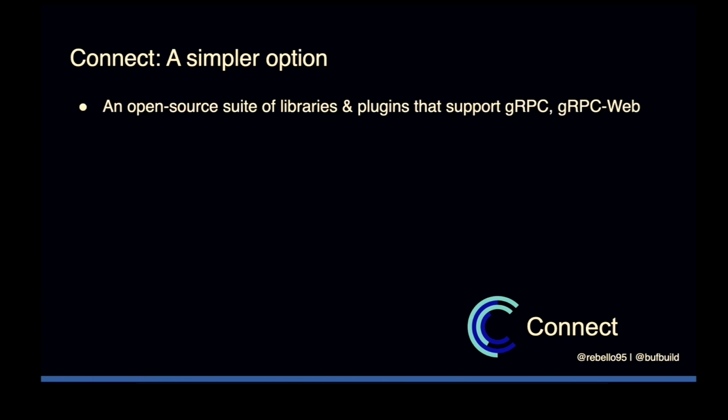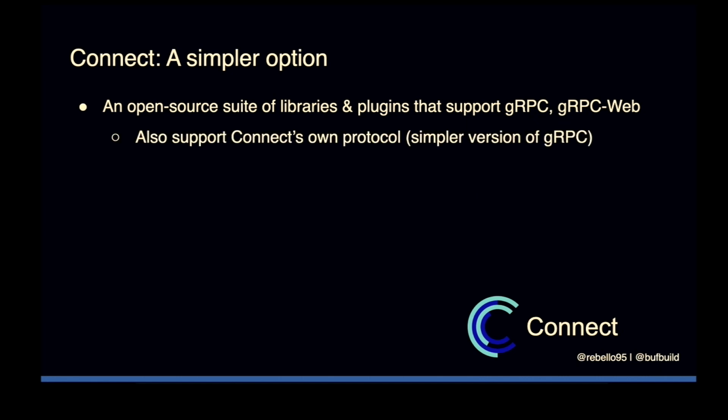OK, so now that we have an understanding of how Protobuf and gRPC work together, I want to introduce an alternative to using Swift gRPC, and that's something called Connect. So Connect is an open source suite of libraries and plugins. It was built by a few engineers I work with, and it supports gRPC as well as gRPC Web, which is effectively a version of gRPC that's adjusted a little bit to work with web browsers. It also works with Connect's own protocol, which is effectively a simpler version of gRPC.